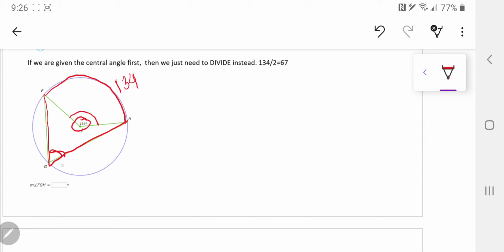Remember that this one is always going to be smaller, and it should look smaller. Like that looks like a small angle. So you have to divide instead of multiplying. So you take the 134, you divide it by 2, and you get 67.